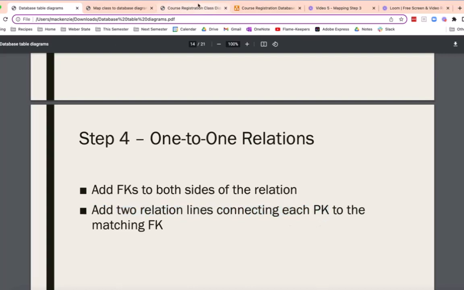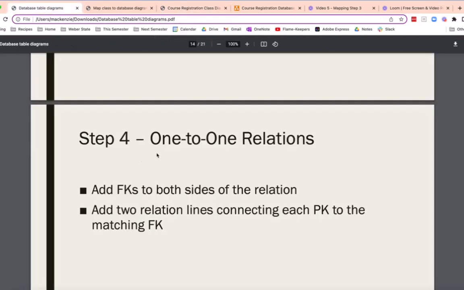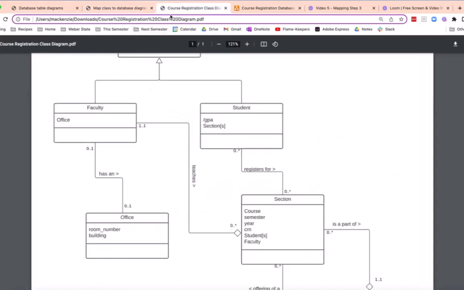So what does that mean? Well, let's first look and see if we can find some one-to-one. So that one was for one-to-one relationships. Let's see if we can find a one-to-one relationship. So let's take a look first at faculty. Does faculty have any one-to-one relationships?